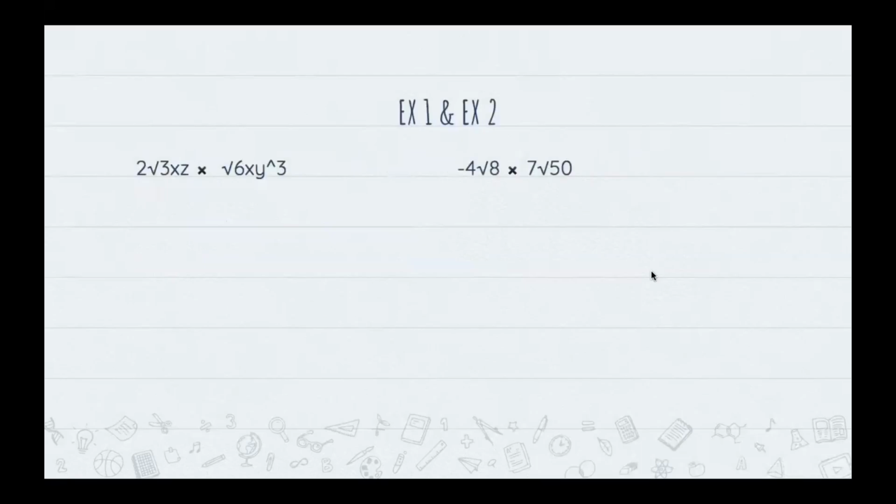So this is our first example. How we would do this is that we would just put everything under one radicand. So we'll keep the 2 outside, but we're going to write these numbers on the inside with the multiplication symbol.